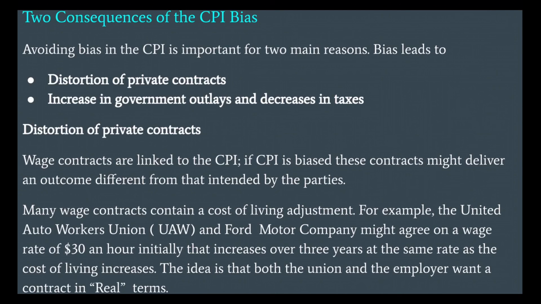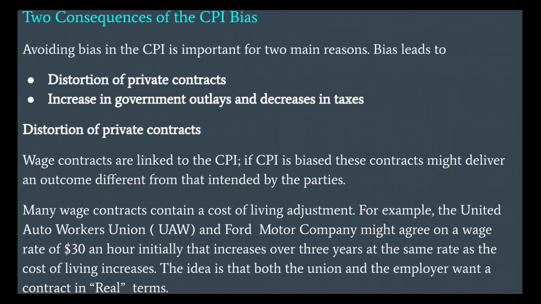Two consequences of the CPI bias. Avoiding bias in the CPI is important for two main reasons. Bias leads to distortion of private contracts, increase in government outlays, and decreases in taxes. Distortion of private contracts. Wage contracts are linked to the CPI. If the CPI is biased, these contracts might deliver an outcome different from that intended by the parties.